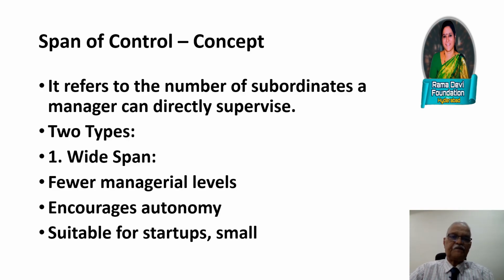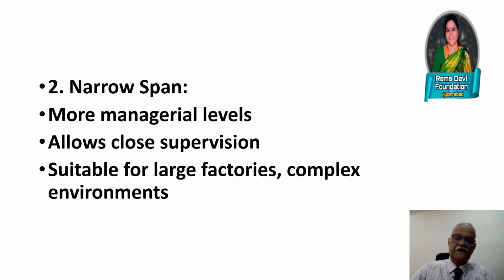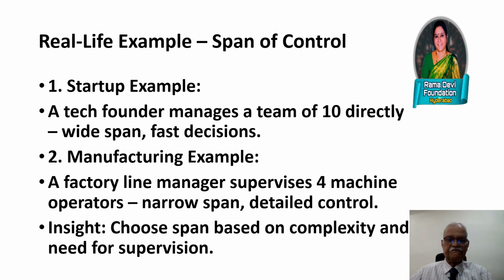Next point is about span of control, the concept. It refers to the number of subordinates a manager can directly supervise. There are two types. One is wide span, fewer managerial levels, and it encourages autonomy, and it is suitable for startups and small concerns. Second one is a narrow span, more managerial levels, and it allows close supervision, and it's mostly suitable for large factories, complex environments, etc.